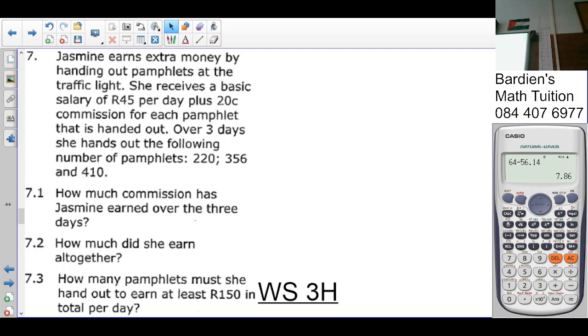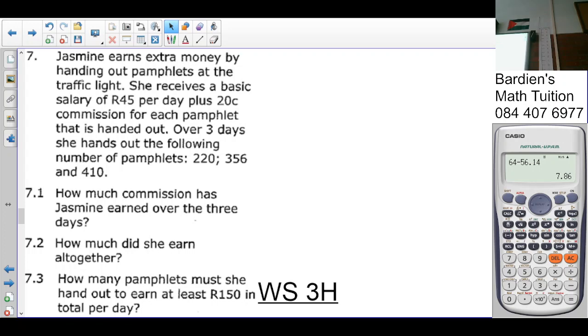She receives a basic salary of 45 rand per day plus 20 cents commission for each pamphlet she hands out. That means she's going to make more money from handing out the pamphlets. Over 3 days she hands out the following number of pamphlets: 200, 356 and 410. Okay, so it's 7.1. How much commission has Jasmine earned over the 3 days?